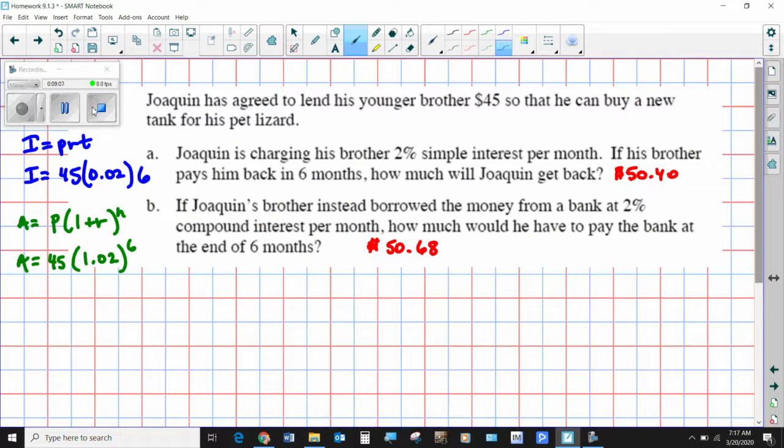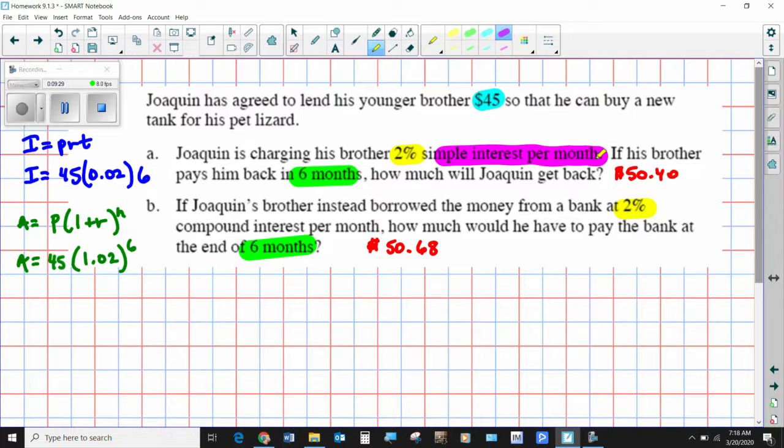Okay, what's the difference between simple interest and compound interest? Here we're looking at our principal, $45 that Joaquin has agreed to lend his younger brother. It looks as if both of these situations have the exact same interest rate and the same terms for the number of months. The only difference is one of them is simple interest per month and the other one is compound every month. So it does not surprise me that the answer to the compound interest is a little bit more than the simple interest, because that's what we learned about the two different types of interest.